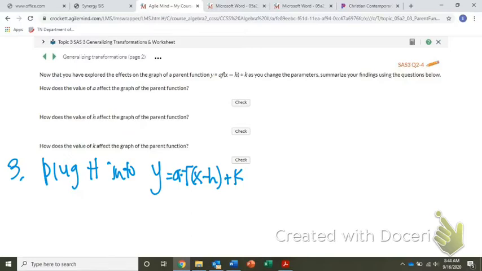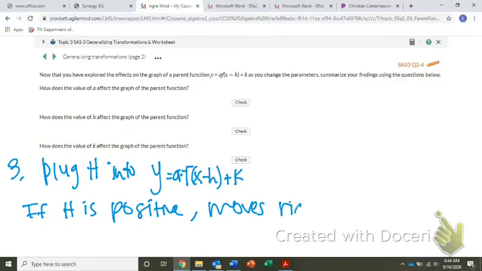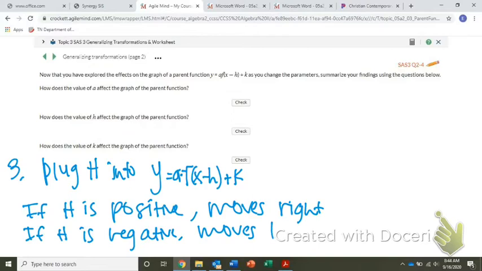So what is very important to know right here is that negative sign, x minus h, that's the function rule, okay? You leave that negative sign. You are only plugging in for the letter H, okay? So if H is positive, it moves to the right. If H is negative, it moves left. All right, so I'm going to do an example.